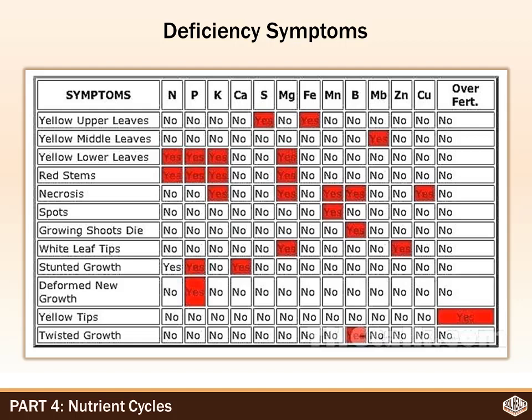Necrosis refers to plant tissue that has died and is usually brown. One of the reasons that we've included this chart was to make the point that nutrients have different degrees of mobility within the plant as well as within the soil.